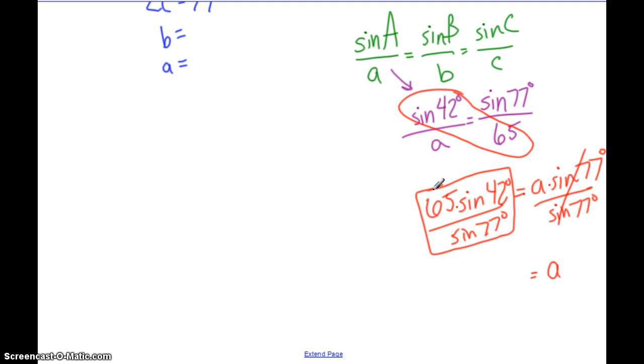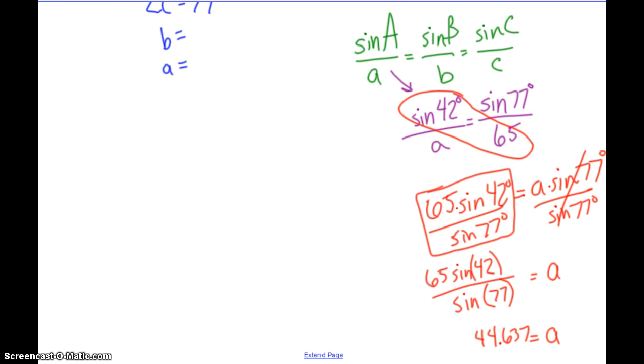65 sine 42, be sure you close the parentheses. In my calculator, 65 sine 42, it automatically puts parentheses before the 4, so I need to make sure I close them after the 2. Divided by sine, again my calculator gives me parentheses, so after I plug in my 77, I want to close my parentheses. And then I hit enter, and my calculator tells me that A equals 44.637. So just like we talked about before, I can round that.